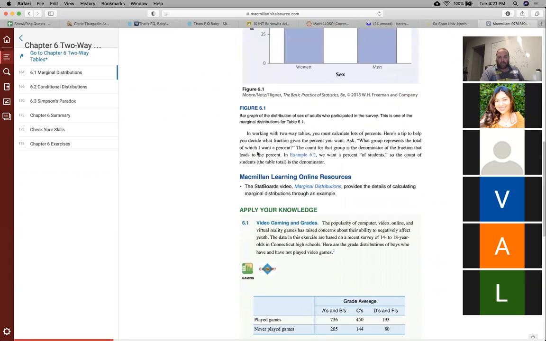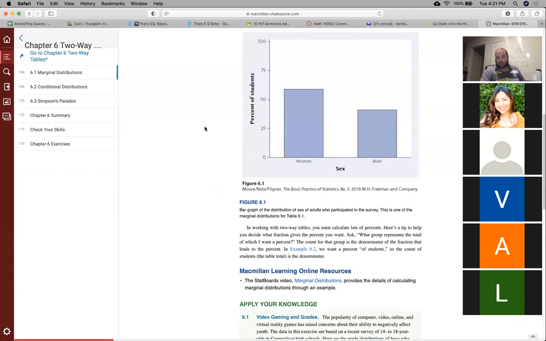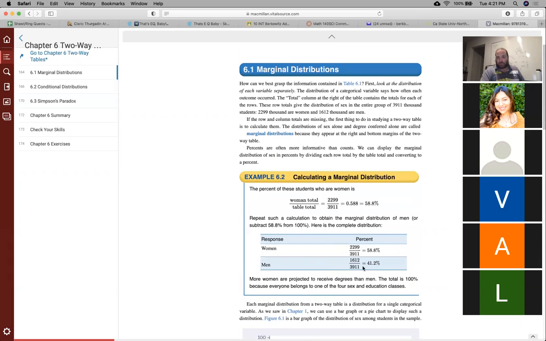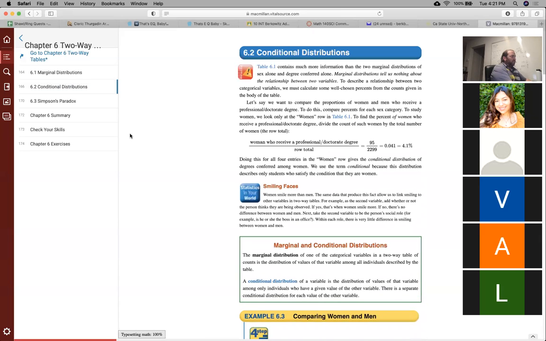Now, a more complicated question deals with what are called conditional distributions. For marginal distributions, the only thing that matters are the numbers in the margins. Conditional distributions are a little bit tougher. We're going to ask something like, what percent of women got their associate degrees? Not what percent of all the people are women who got their associate degrees, but specifically what percent of the women got their associate degrees.